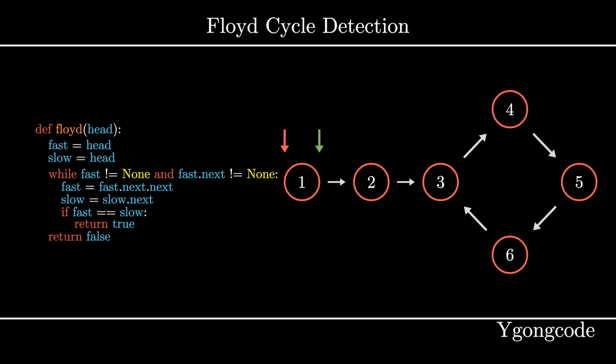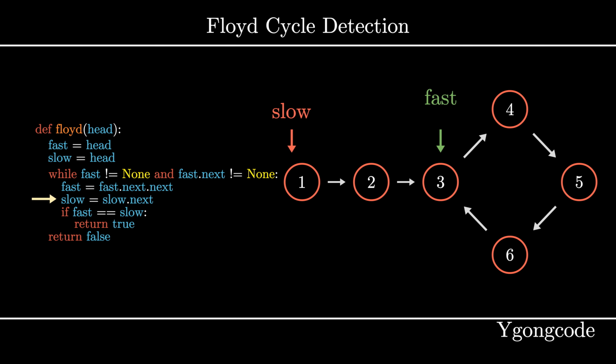Let's visualize this using the example shown. First, we create two pointers, namely fast and slow, at the head of the list. Then we will begin to iterate through the list until we reach the end, which will be marked by a null pointer.